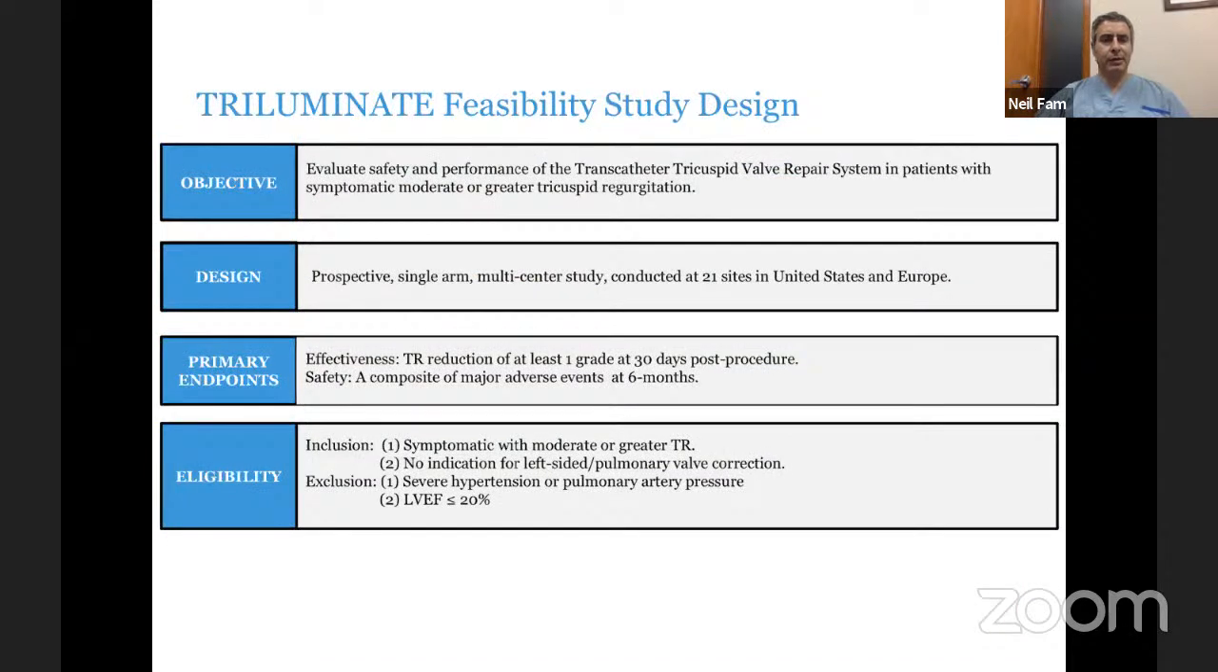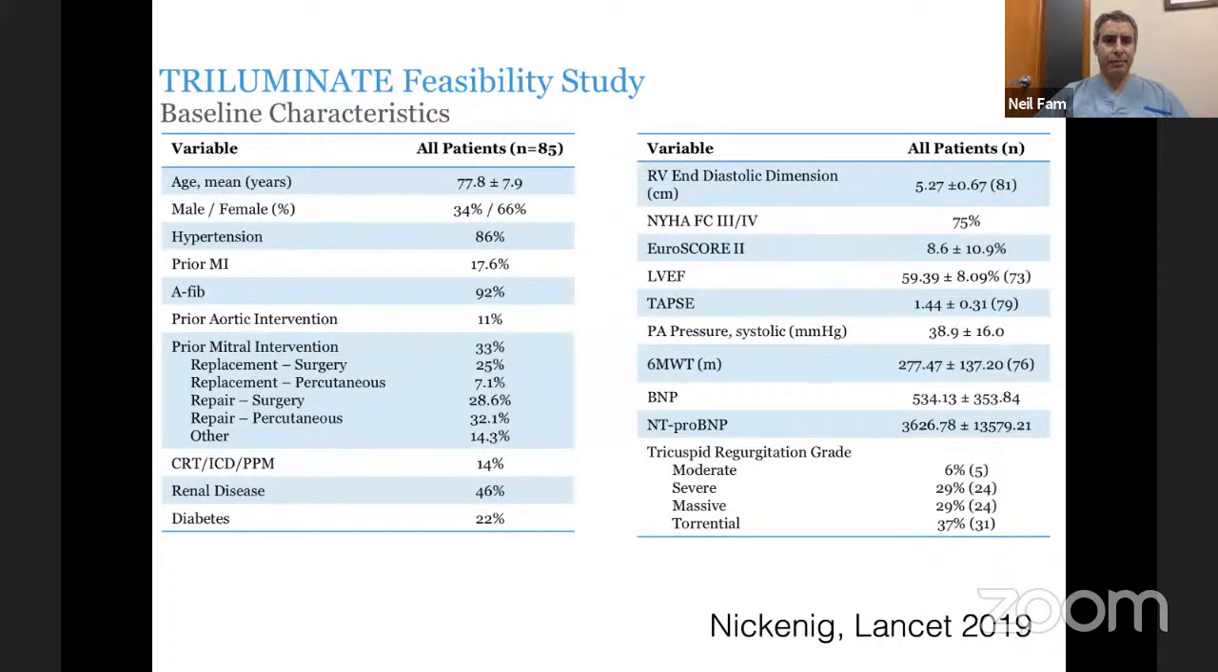So with respect to prospective data, we have the TRILUMINATE feasibility study. This was 85 patients, quite a typical snapshot of the demographics of the patients we treat: majority female with a lot of AFib and previous left-sided valve intervention, a few patients with leads, many who have renal disease. They have dilated right ventricles with mild dysfunction, highly symptomatic, preserved LV function, modest pulmonary hypertension.